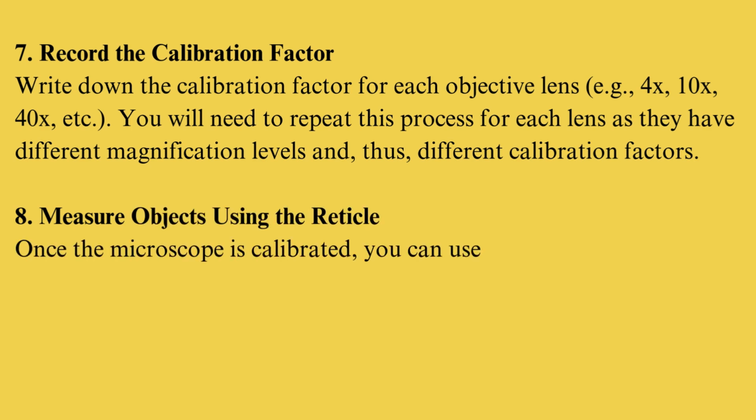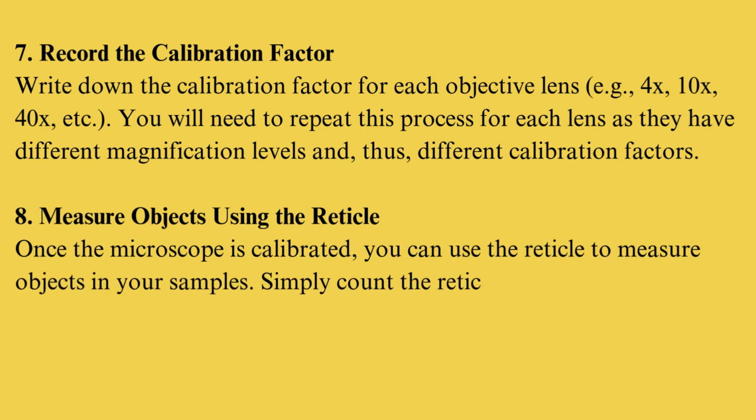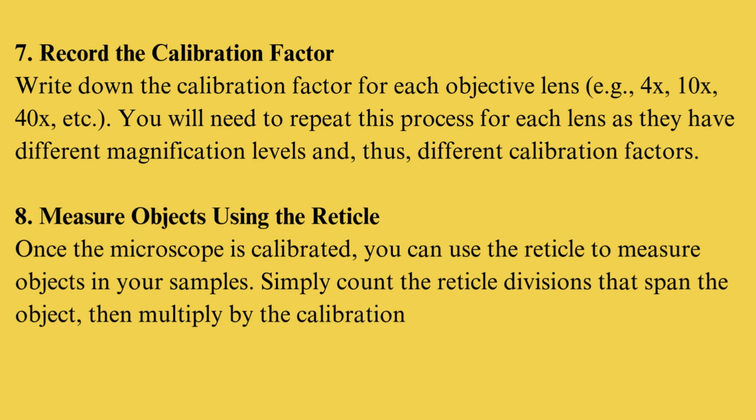Once the microscope is calibrated, you can use the reticle to measure objects in your samples. Simply count the reticle divisions that span the object, then multiply by the calibration factor to get the actual size of the object.